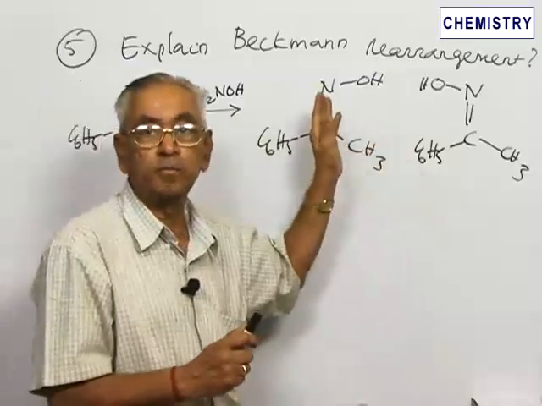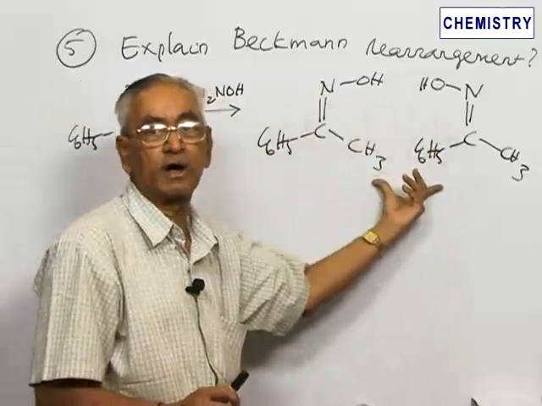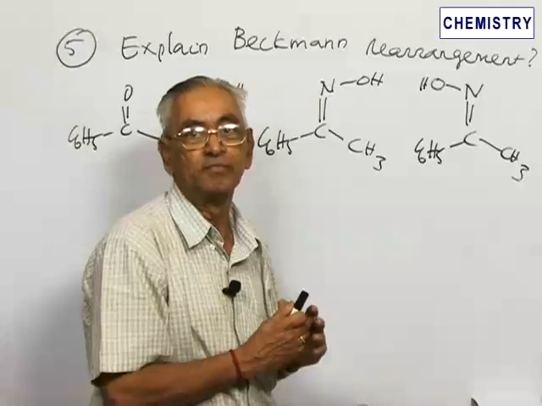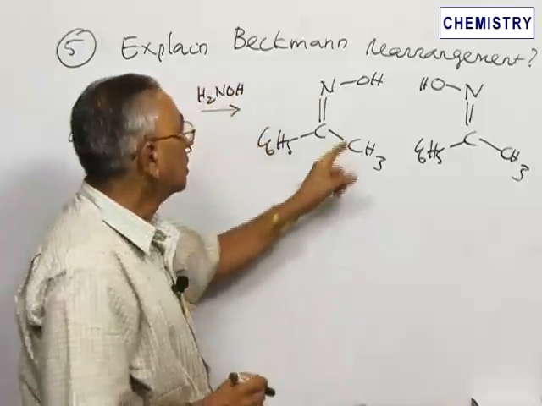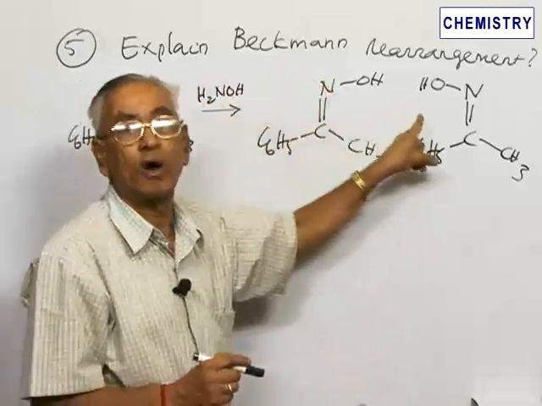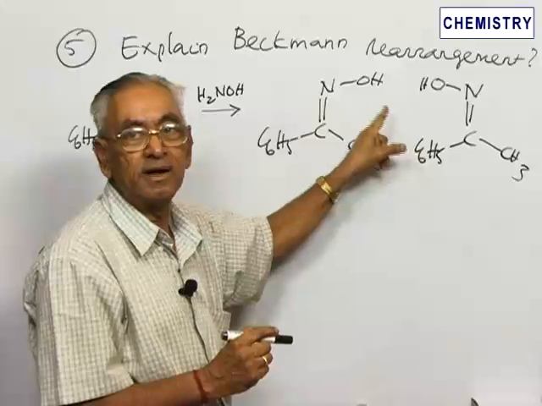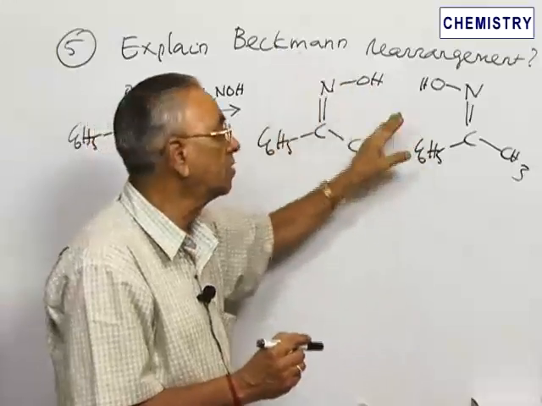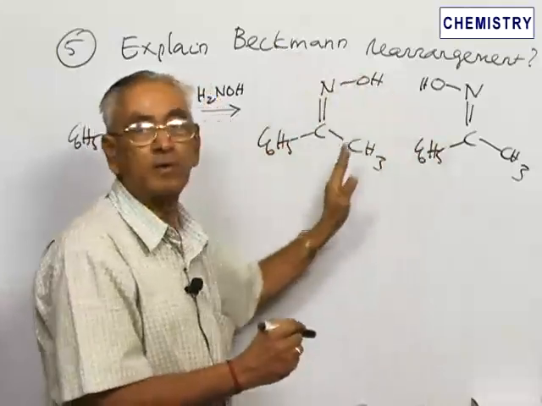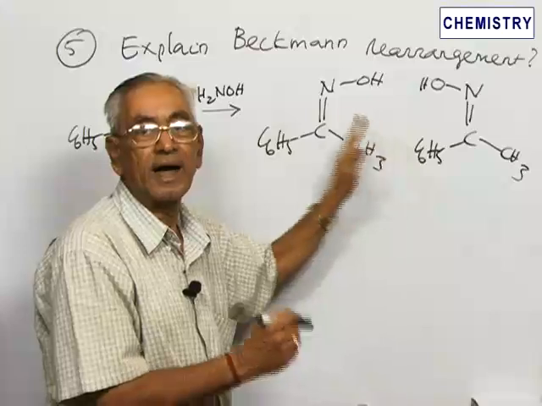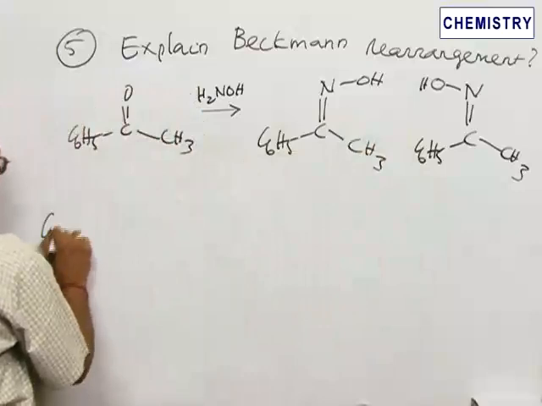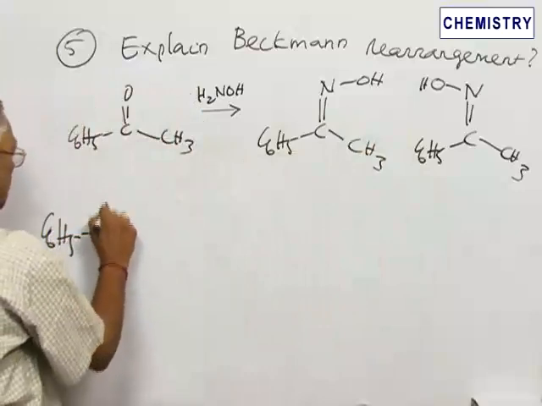When these 2 oximes are subjected to Beckmann rearrangement, they will give rise to 2 different products of Beckmann rearrangement. So, Beckmann rearrangement doesn't start with the ketone, it starts only with the oximes. Beckmann rearrangement is a rearrangement of the oximes to give rise to substituted amides under the treatment with PCl5 or acid. We will first take up this oxime and then we will discuss the Beckmann rearrangement of this.